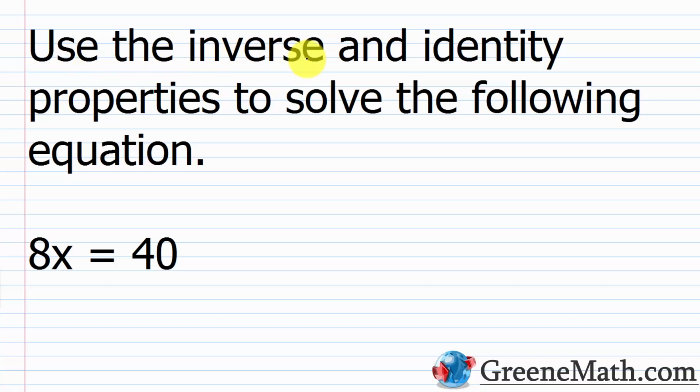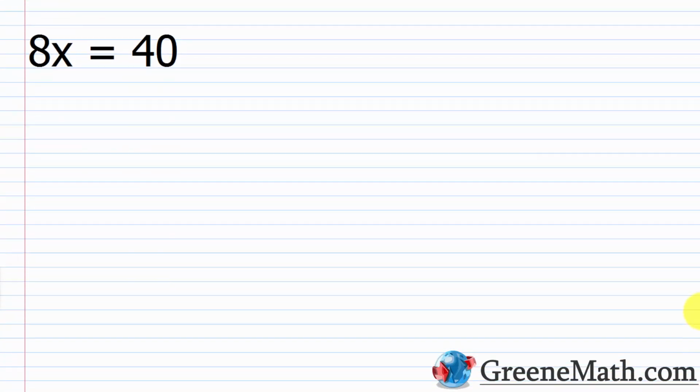So we have use the inverse and identity properties to solve the following equation. We have 8x equals 40. So what can we do here? We have multiplication. So 8 multiplied by x equals 40. Again, in this situation, I don't want this to end up being 0 because 0 times x would be 0. My variable would be gone. What I want when I'm thinking about multiplication, I want the left side to be 1x because 1x is just x. So what can I do here?